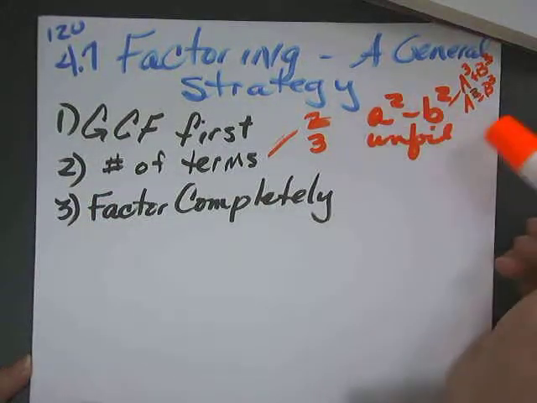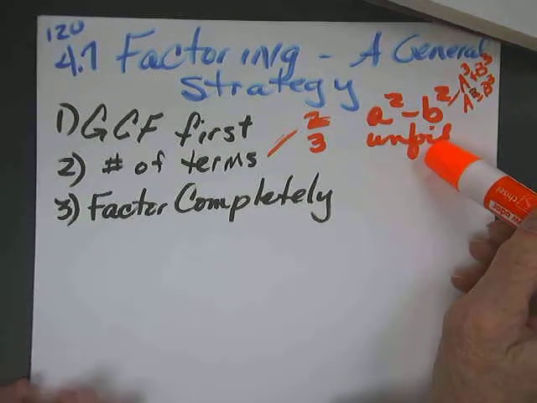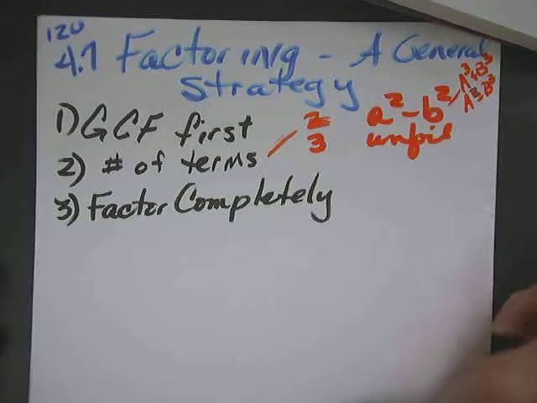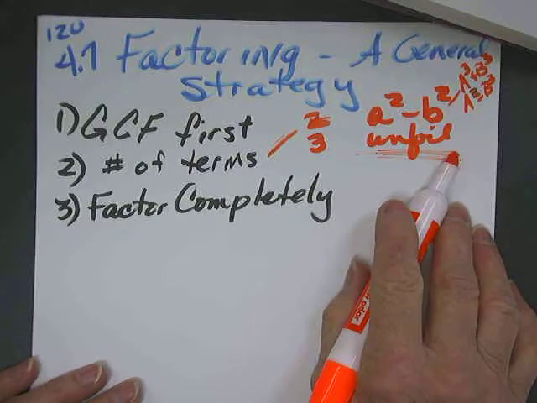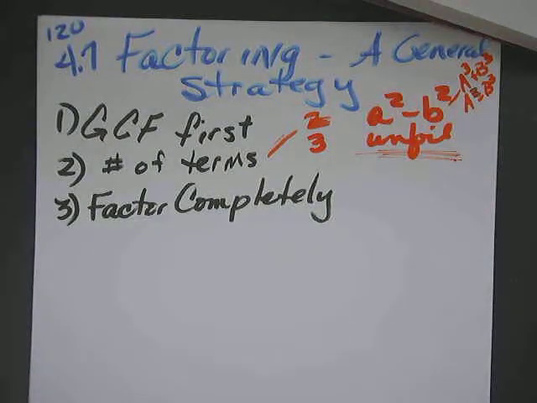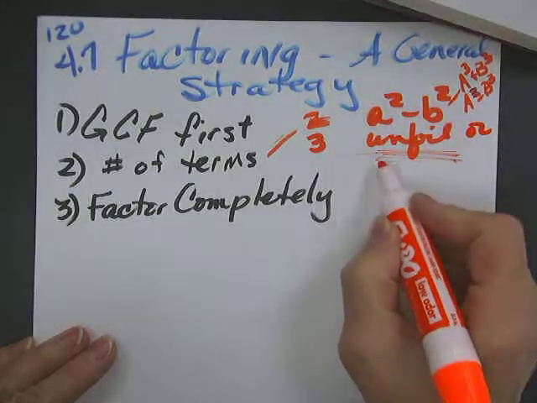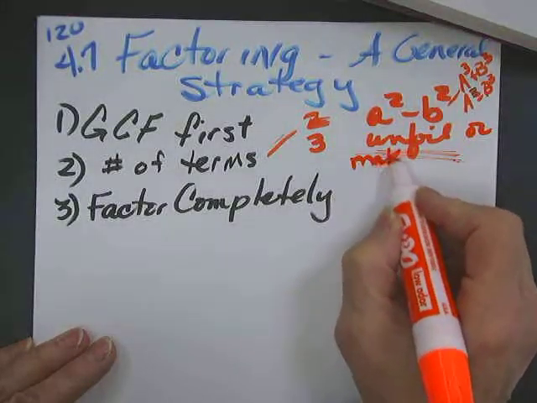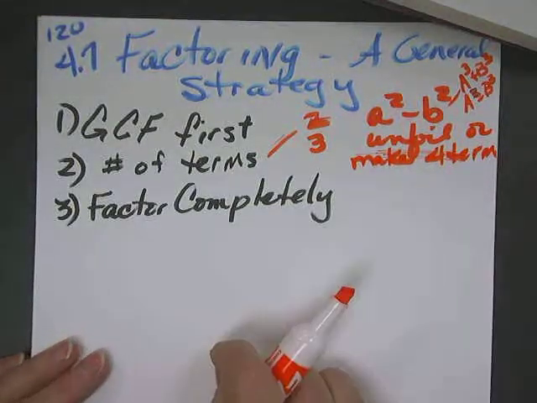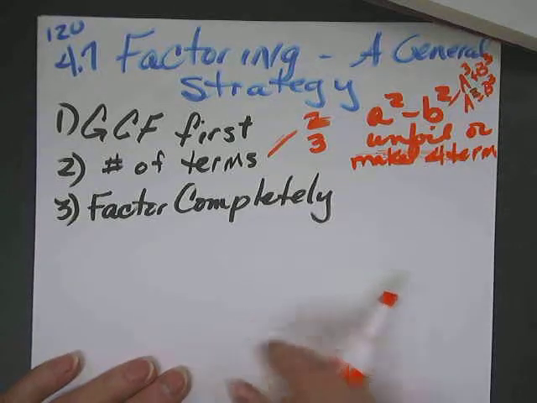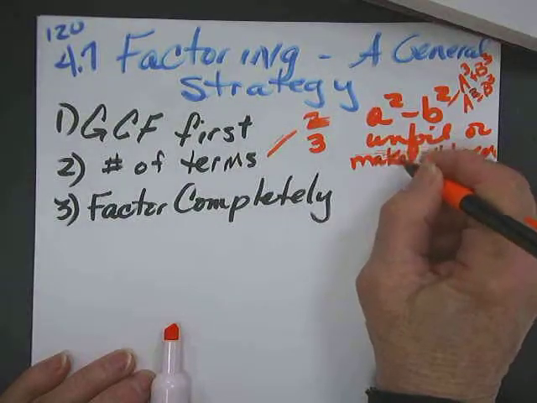Okay, so two terms, it could be a difference of squares or a sum or difference of cubes, right? If there's three terms, probably unfoil it. If it doesn't unfoil, remember what we have to do. Multiply the two ends and turn it into grouping. Unfoil, or make 4 terms. That's M-A-K-E.